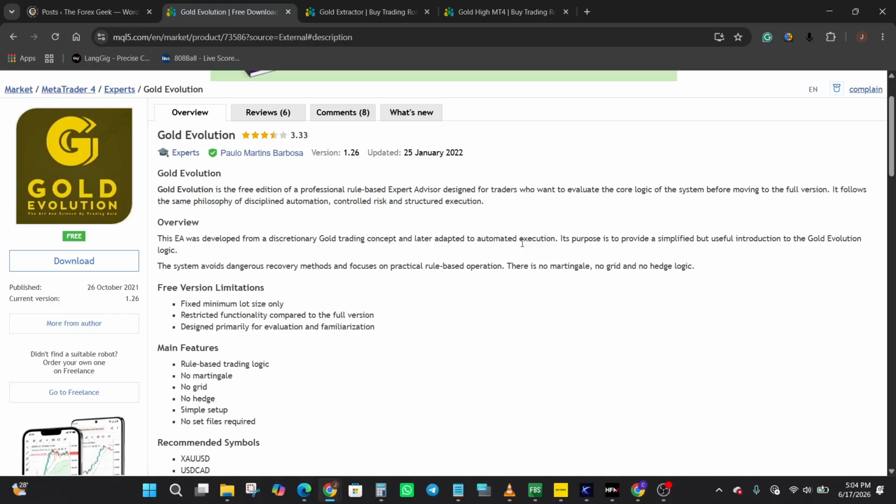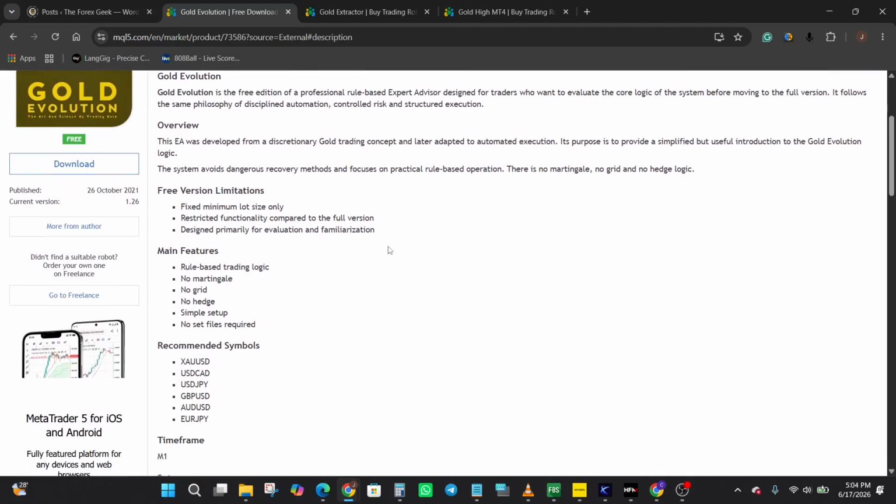So the overall focus appears to be on structured execution, controlled risk, and rule-based operation rather than aggressive recovery techniques. Now, as I continue through the product page, the developer specifically states that the EA does not use martingale, grid trading, or hedge logic. That's an important detail because these are methods many traders actively look for when assessing risk exposure.